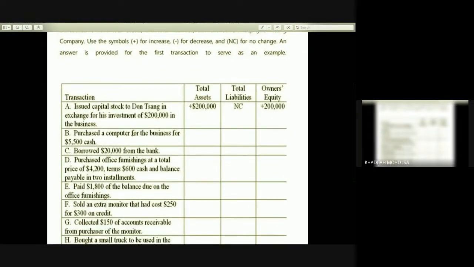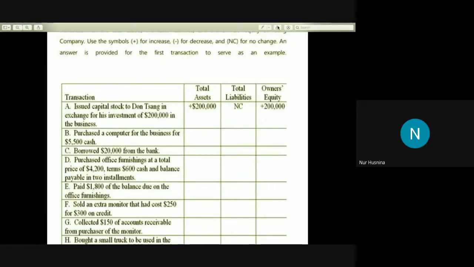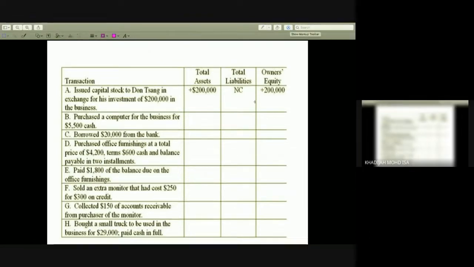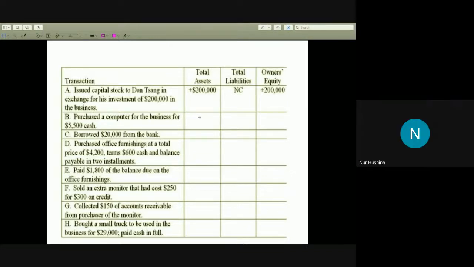All right. So the second one, you have a computer. You purchase a computer for the business for 5,500 cash. So what happened here? Decrease in cash. So there's no change actually in total asset. Do you agree? What did I say? No change? Because he purchased a computer.